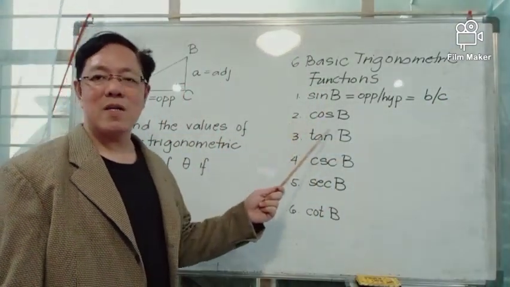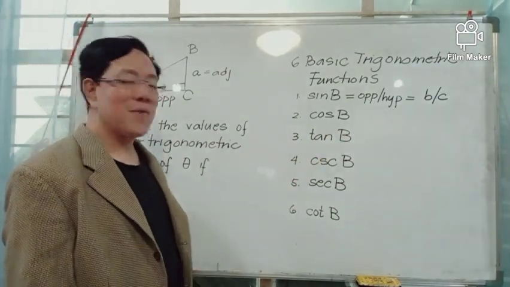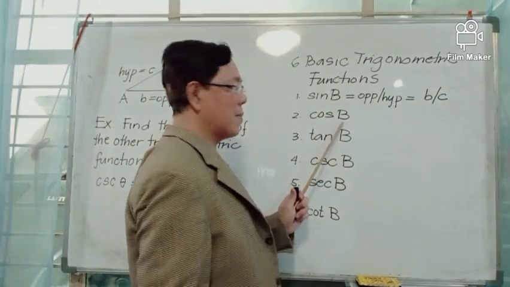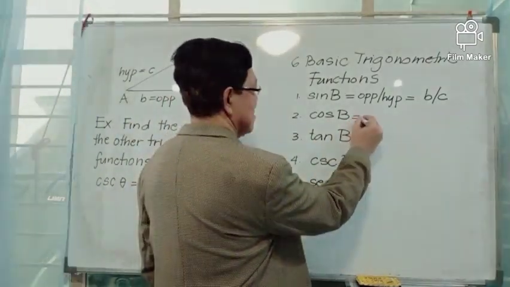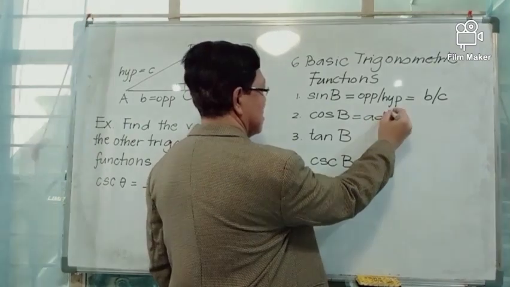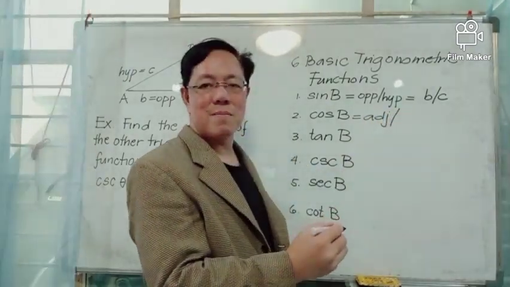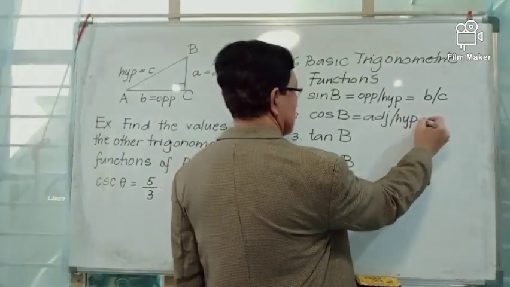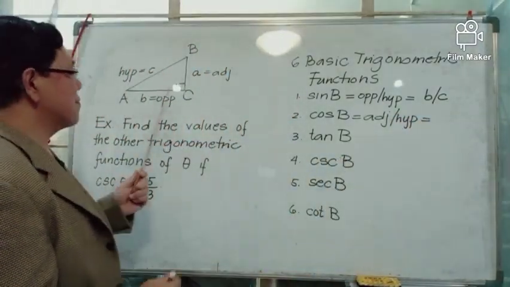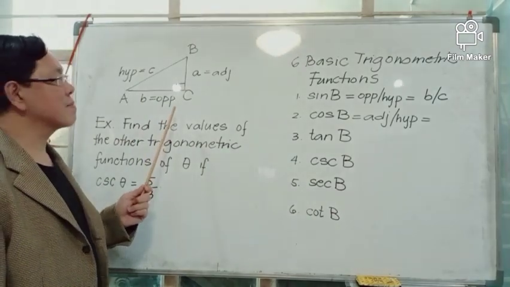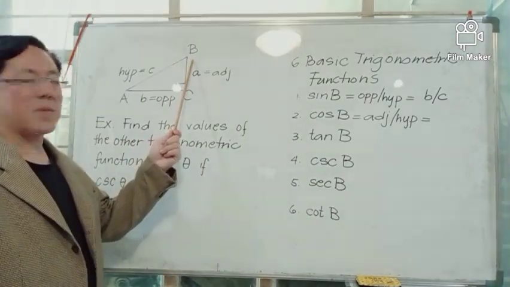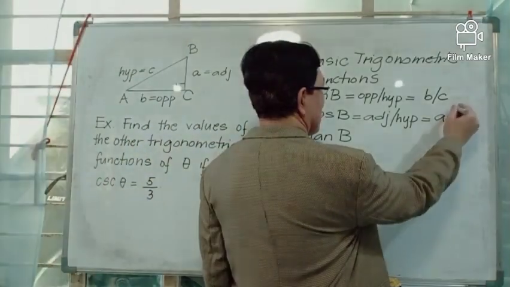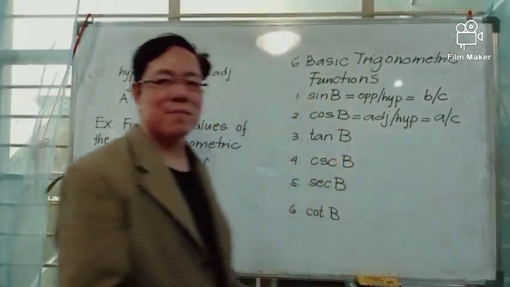Number 2, cosine of angle B is defined as the ratio of the side adjacent to angle B divided by hypotenuse. And from this right triangle, the side adjacent to the acute angle B is small a, and the hypotenuse is small c.